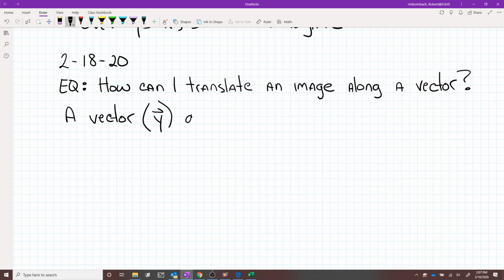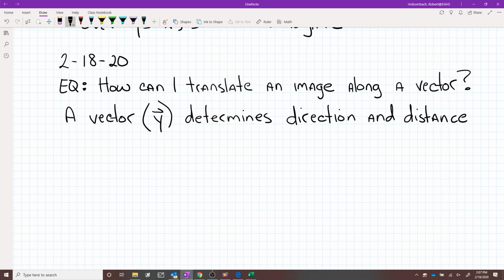A vector determines direction and movement, direction and distance. A vector determines direction and distance when translating an image.